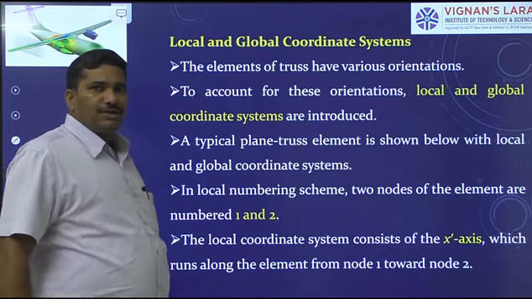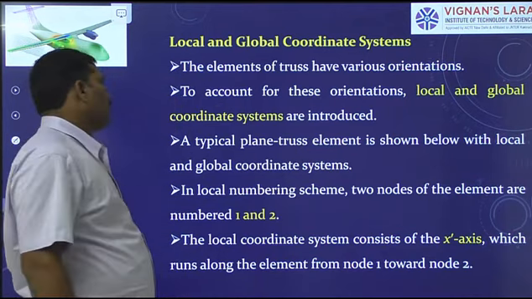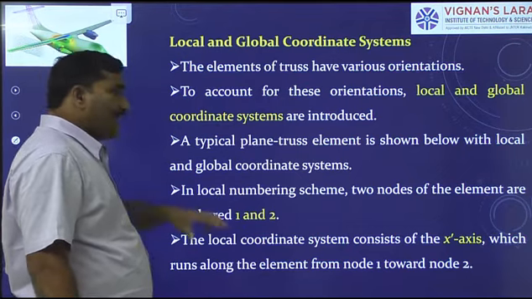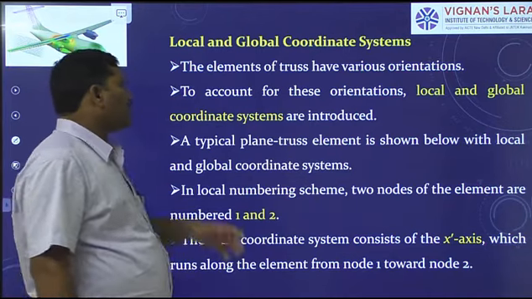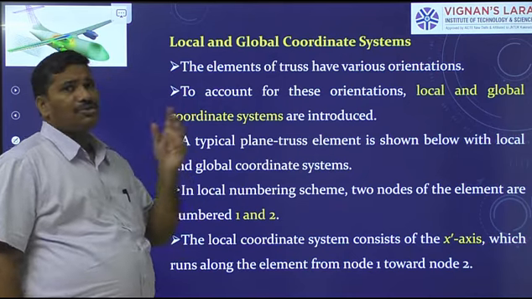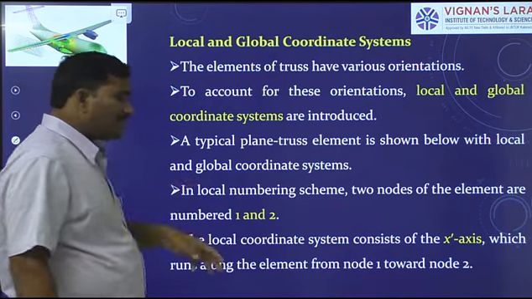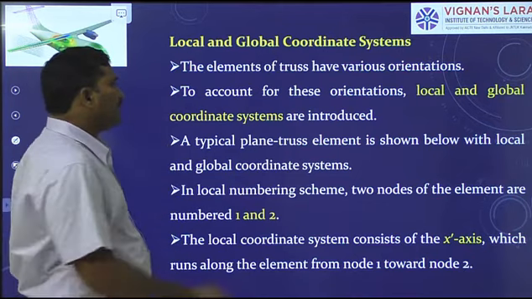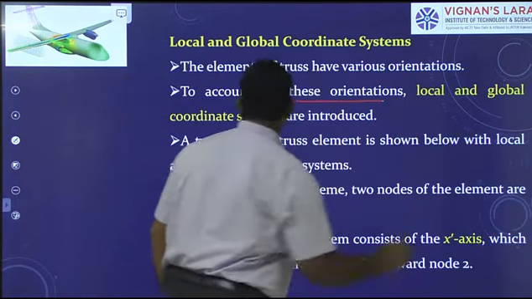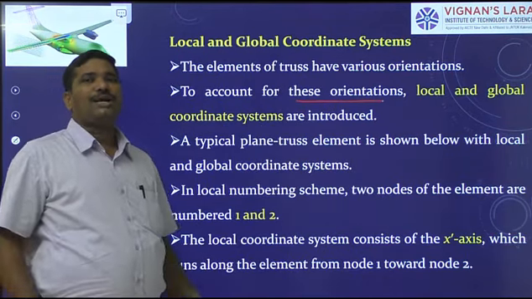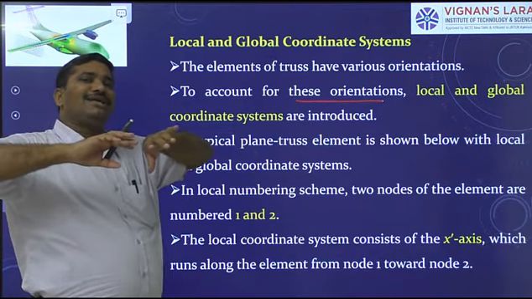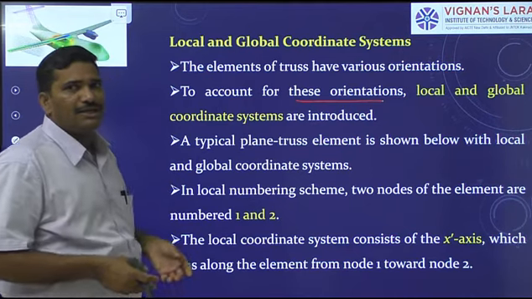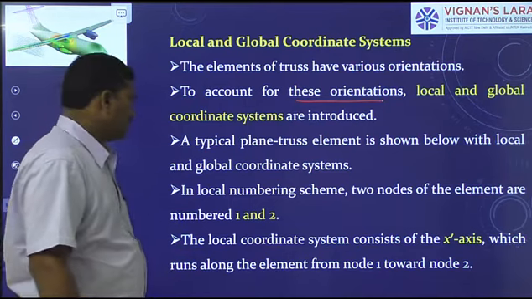Right? As I said, to define the entire truss, we take a global coordinate system, whereas for an element, we take a local coordinate system. The reason is, the elements of the truss have different orientations. Therefore, to account for these orientations, we take both local and global coordinate systems. The local coordinate systems we take for the elements of the truss, and the global coordinate system we take for the entire truss. Right? Next.